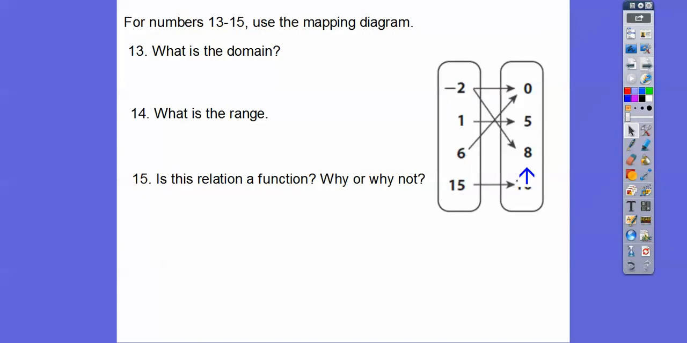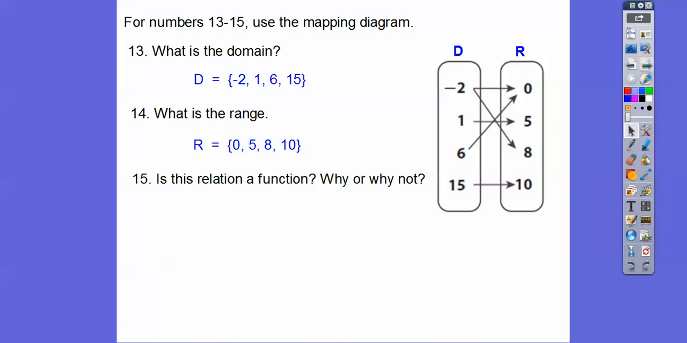Okay, so here's what we have as a mapping diagram right here. This is my x's and this is my y's, okay? So this is my domain and this is my range. My domain is this number, this number, this number, this number. My range are these numbers right here, okay? So that's what that is.